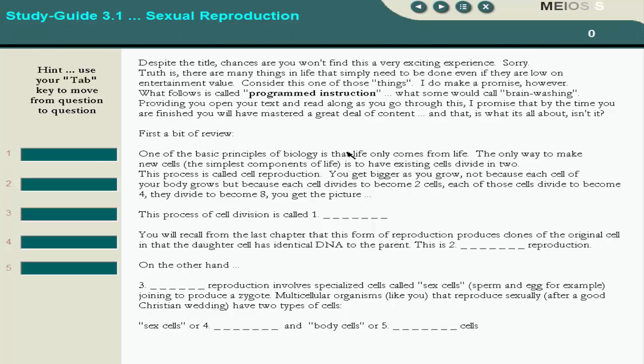One of the basic principles of biology is that life only comes from life. The only way to make new cells, which are the simplest components of life, is to have existing cells divide into two. This process is called cell reproduction. You get bigger as you grow, not because each cell of your body grows, but because each cell divides to become two cells. Each of those cells divide to become 4, they divide to become 8. You get the picture. This process of cell division, we call that, what do you think?